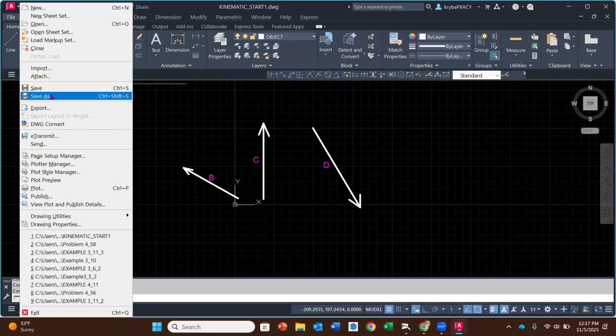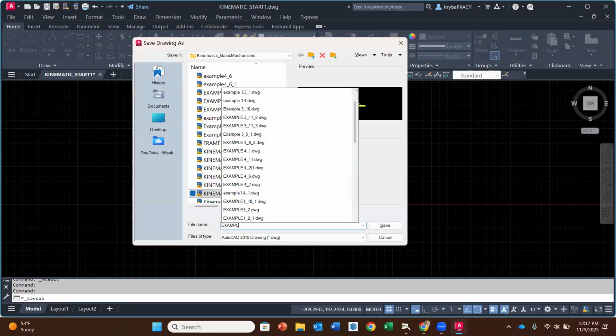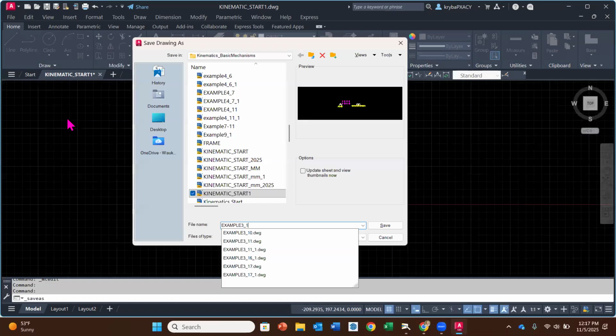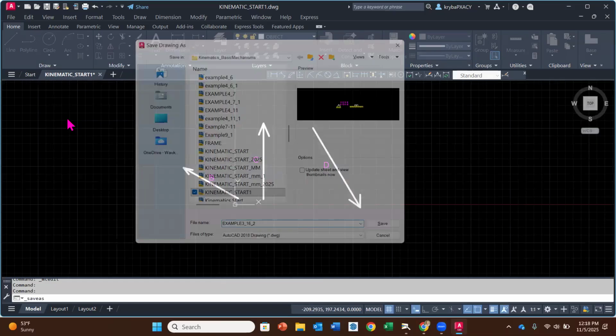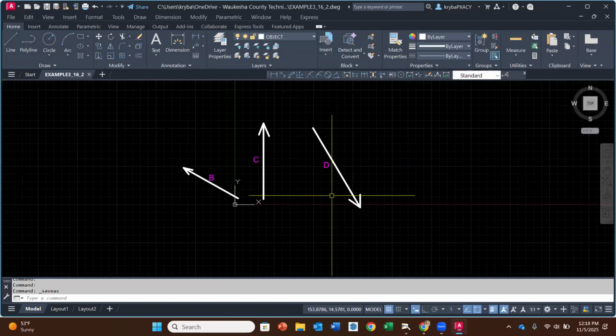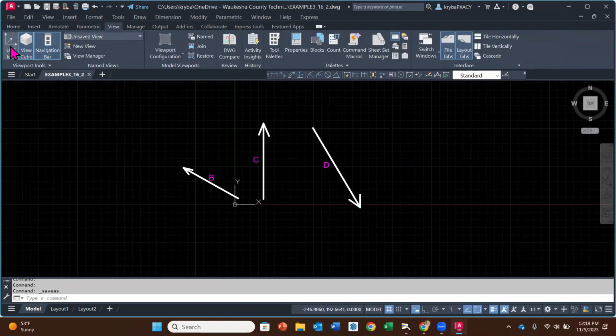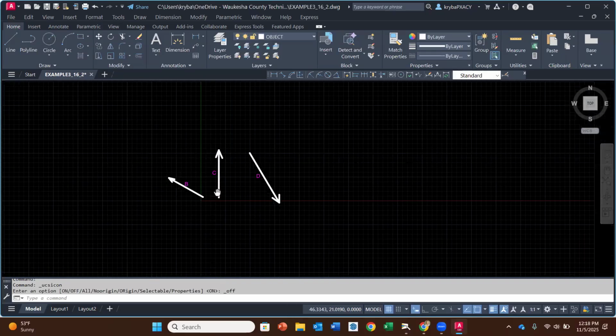And we'll do a quick save as, and this is example 3_16, just so I don't go over the top of my start file. I'm also going to get rid of my UCS quick.